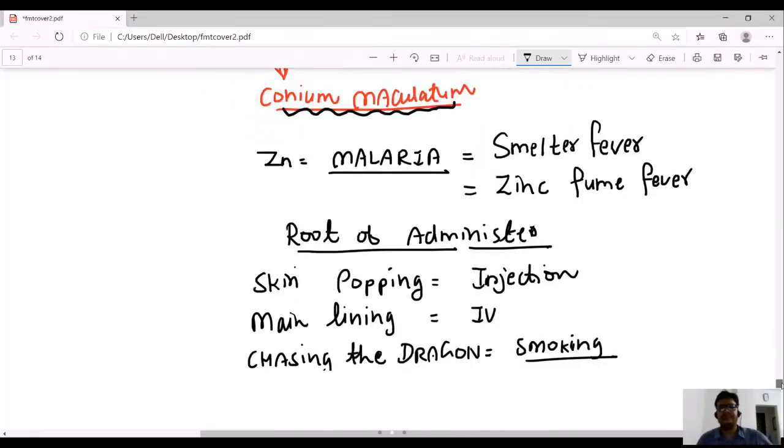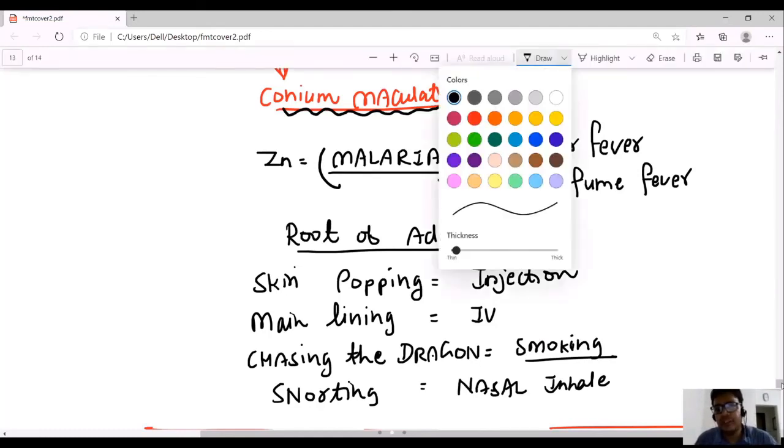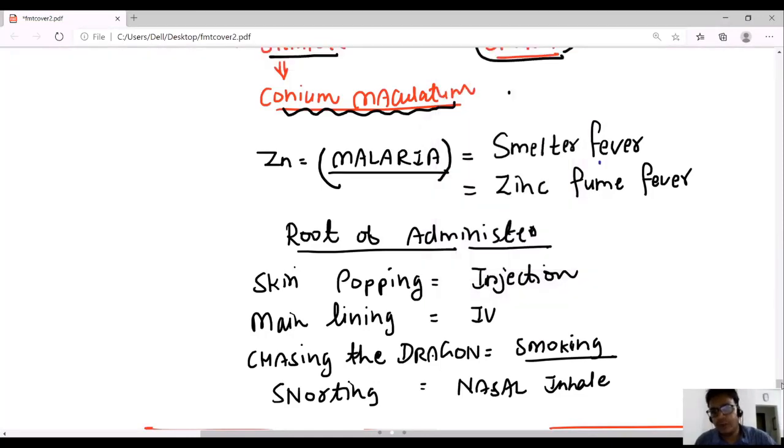Sir, zinc poisoning mimics malaria. Zinc poisoning mimics malaria. And Dr., in zinc poisoning, we have a fever which is known as smelter fever or zinc fume fever. It mimics malaria.